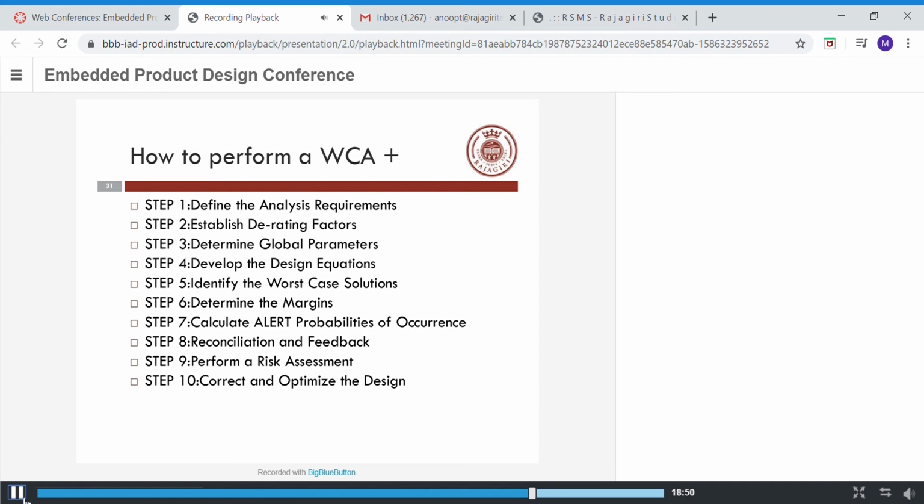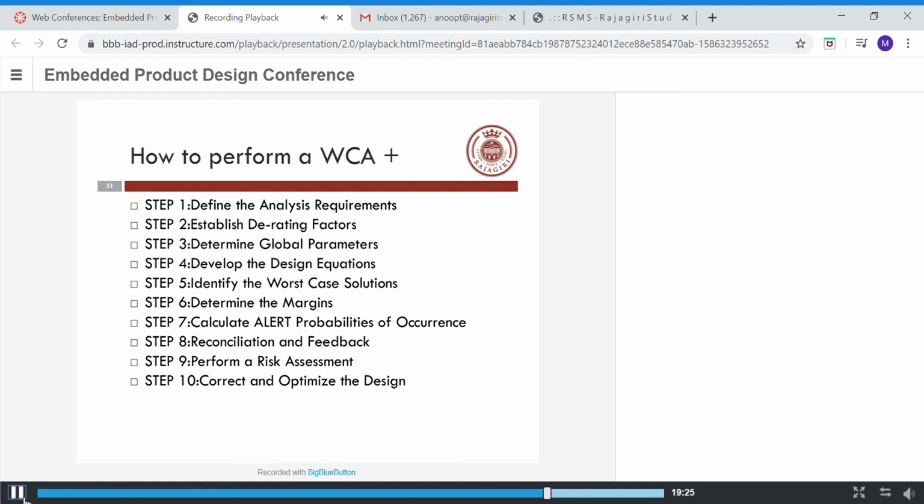Okay, so here there are 10 steps. First one is define the analysis requirements, establish the derating factors. We'll see what those derating factors are. These are basically factors which are more oriented to identifying the minimum and maximum. Then determine the global parameters, develop the design equations, identify the worst case solutions. All these are WCA. Under this, determine the margins is also WCA. Then alerts. So giving the alert is the only thing that is left for WCA.